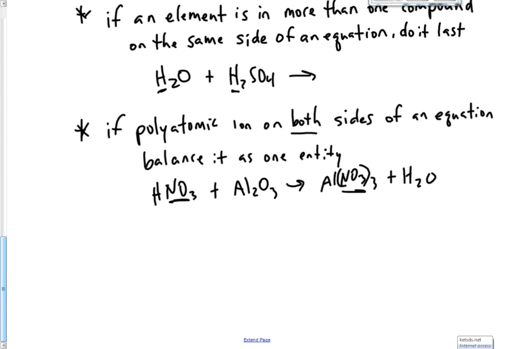So instead of balancing nitrogens and oxygens, we can just balance nitrates as one thing. So we have one nitrate over here, because the NO3 is part of nitrate, and then you have 3 over here because you have your subscript of 3 outside of your nitrate. So you can balance polyatomic ions as one thing if they are exactly the same on both sides, okay? You can balance a nitrate with a nitrate. If this was NO2, you couldn't do that because this is NO3, okay?